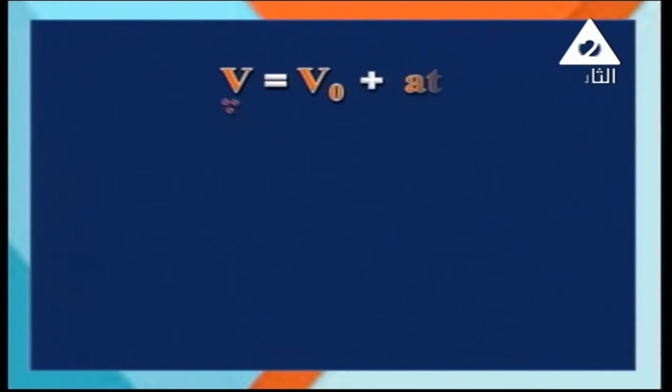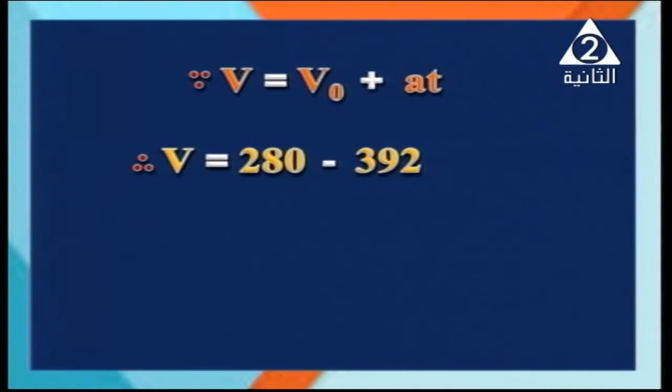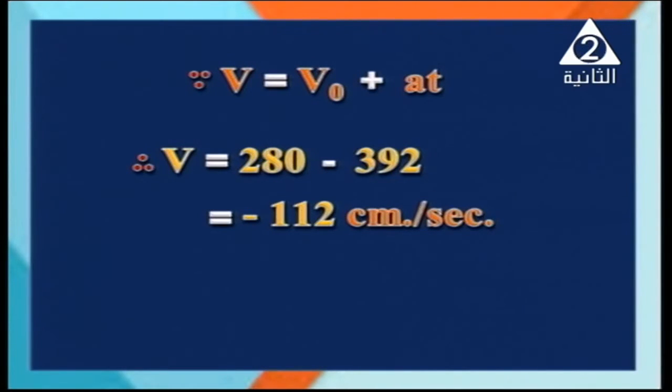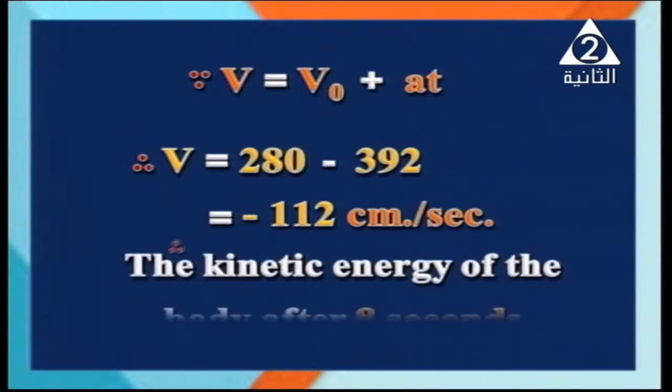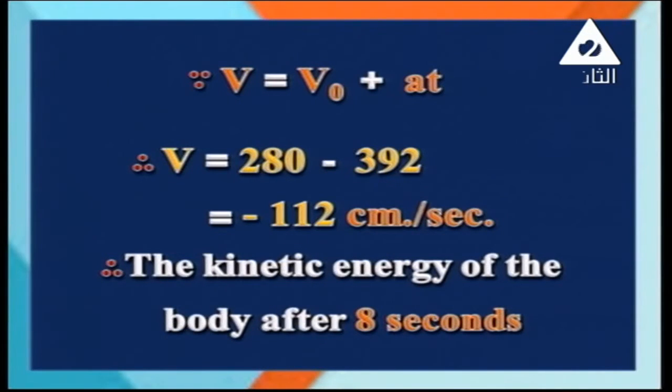Since, my dear student, V equals V naught plus at, the first rule, by substitution, V naught equals 280 and acceleration times t equals negative 392, so velocity equals negative 112 centimeter per second.